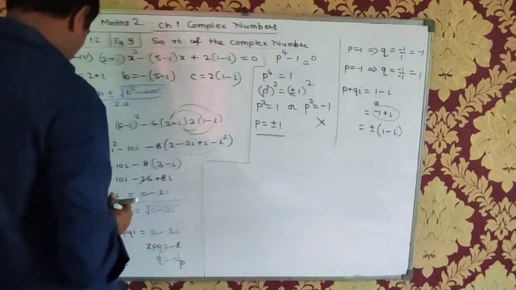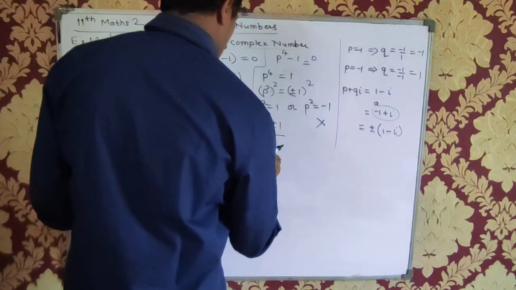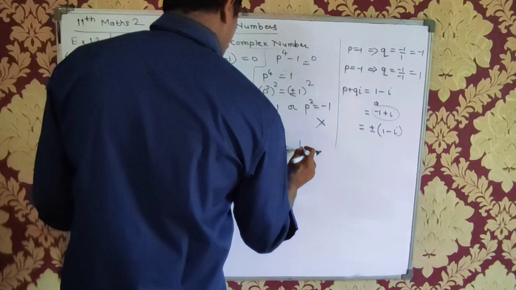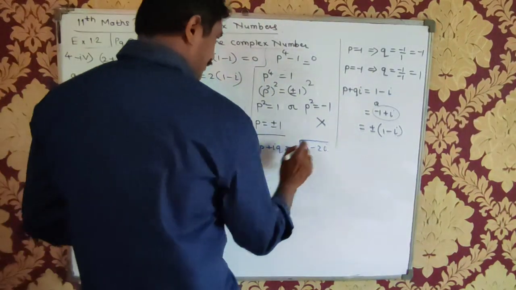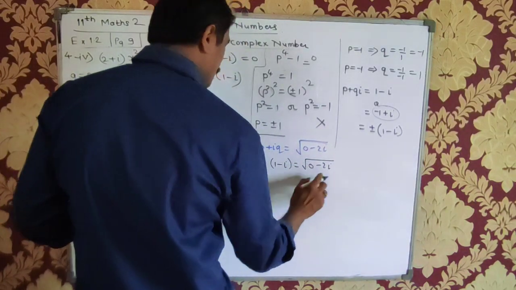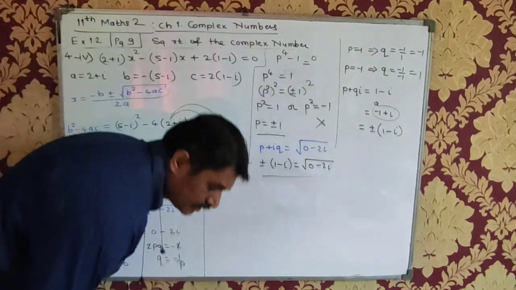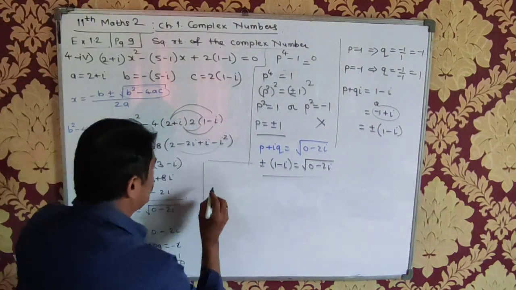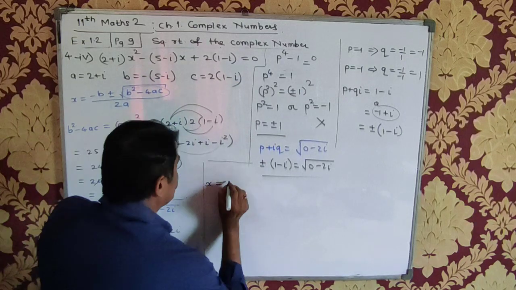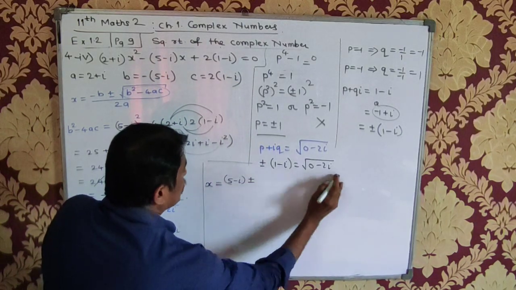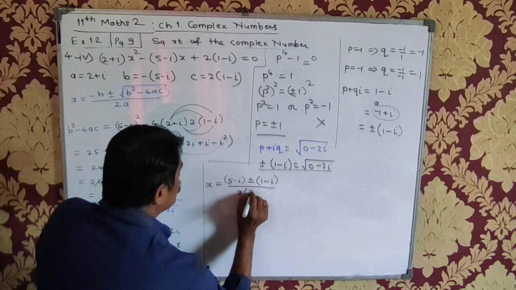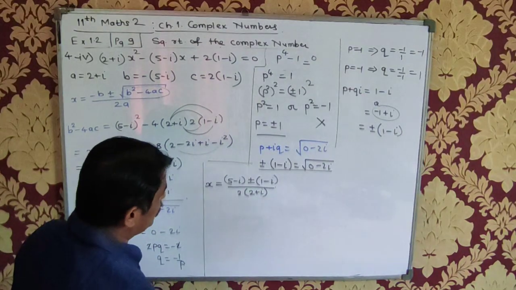Okay, because p plus iq is equal to the square root of 0 minus 2i, that is plus or minus (1 minus i). The plus minus we are taking here has already come. Okay, now let us substitute here. Therefore x is equal to minus b, minus of minus is plus, (5 minus i) plus or minus (1 minus i) upon 2a, that is 2 times (2 plus i). Directly the 4 and 2 may cancel.